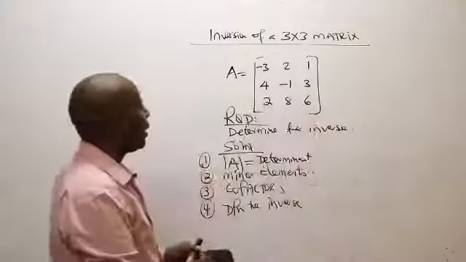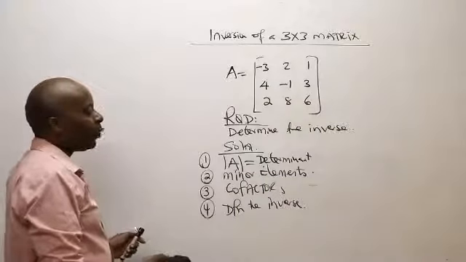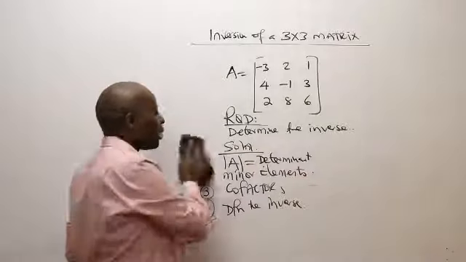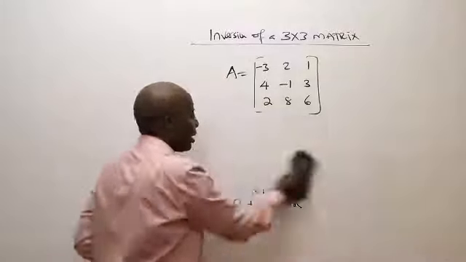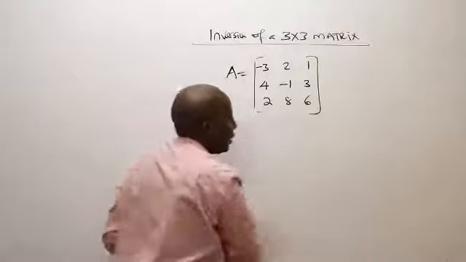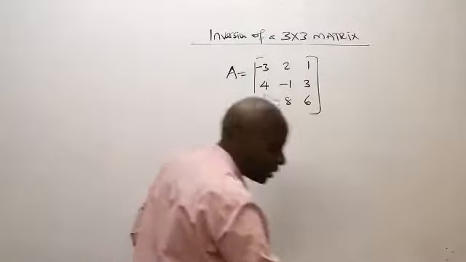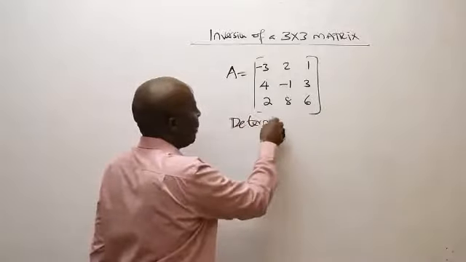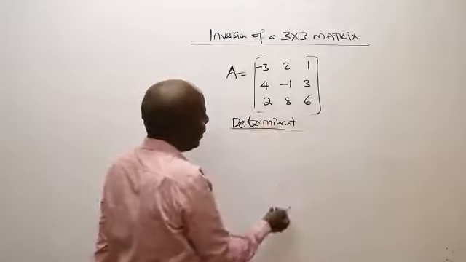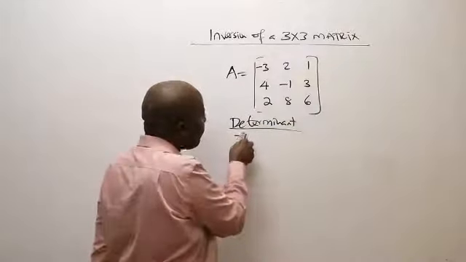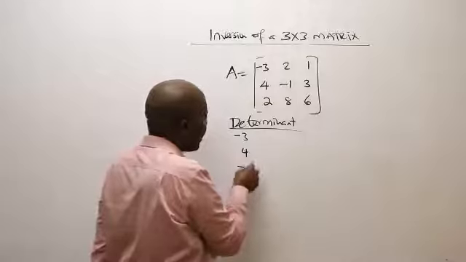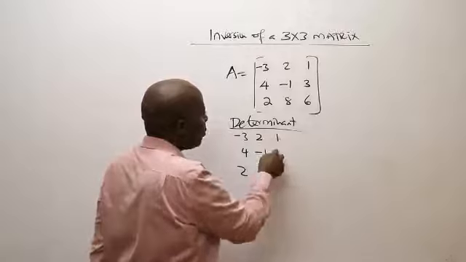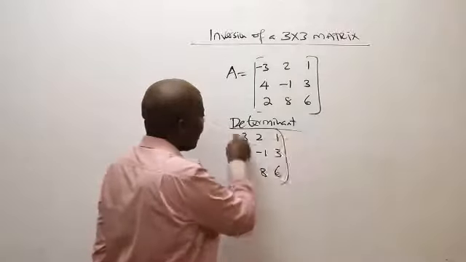So let's start with the determinant. We shall look at each of these steps one at a time. There are very many ways that you could make use of to ascertain the determinant. But the very best way will be, you will come and write this matrix the way it is. You rewrite the matrix the way it is, like that.